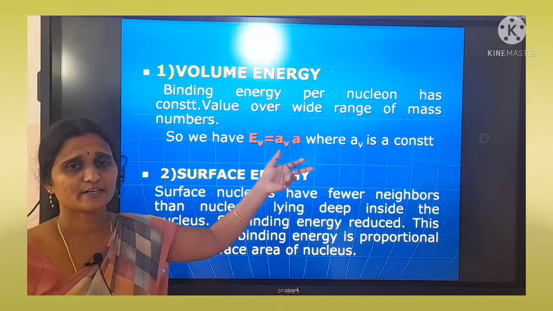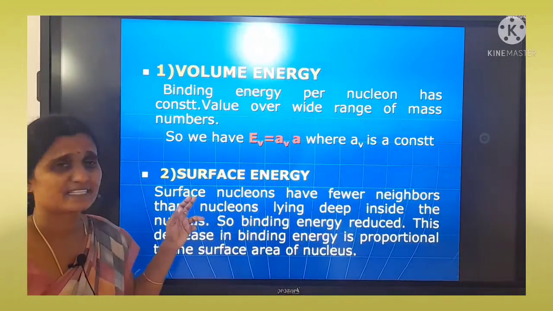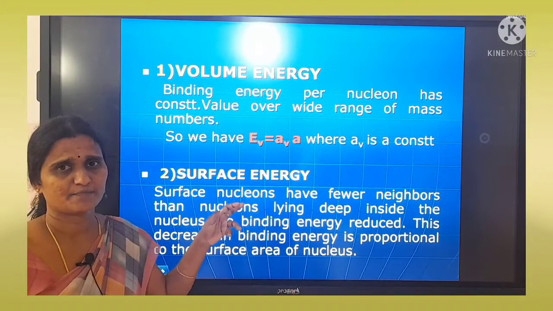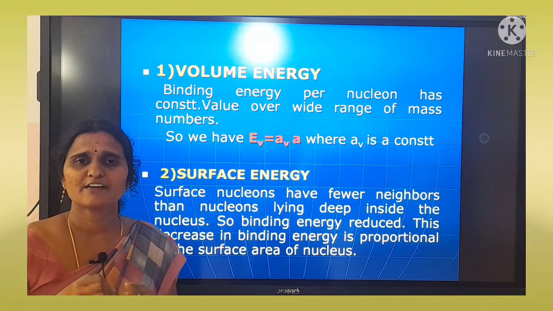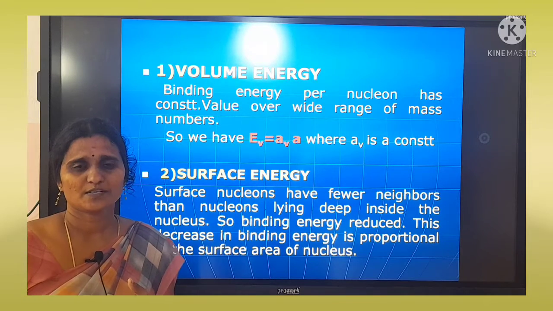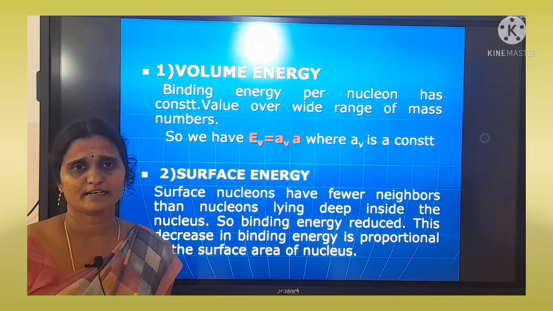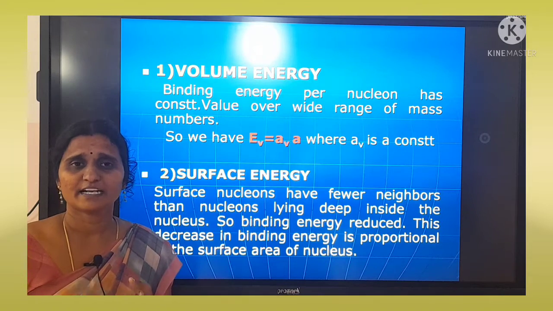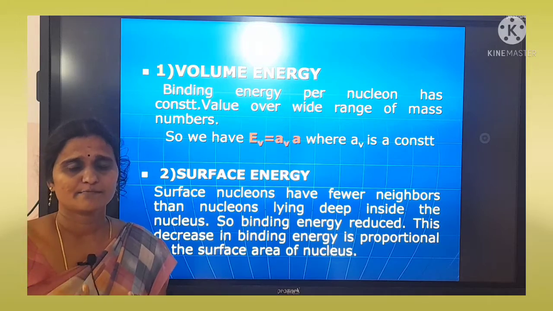So as the number of nucleons increases, the volume energy also increases. The second one is surface energy. Surface energy means the number of nucleons on the surface is much fewer compared to the inside of the nucleus, so it is easy to remove them from the surface. So the binding energy is very less. The surface effect will reduce the binding energy.